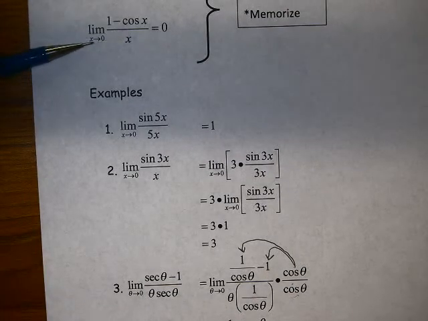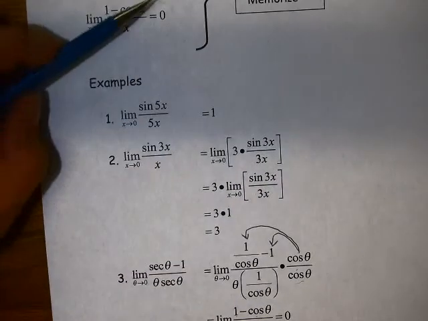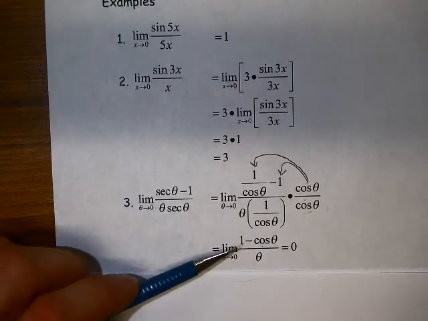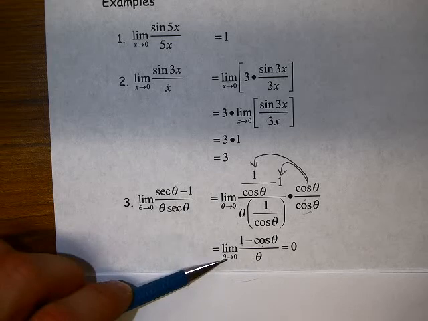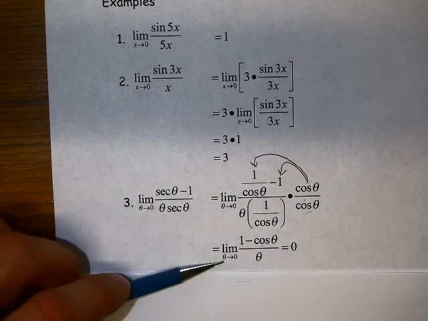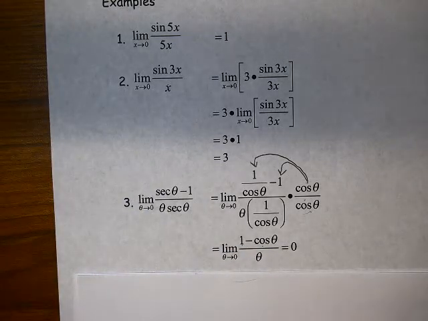I'm sorry, it was 1 minus cosine of x over x, and x approaches 0. Here it's 1 minus cosine theta over theta, and theta is approaching 0. So I just need to make sure that the argument of the cosine, the denominator, and the value that's approaching 0 are all identical, and that limit equals 0.